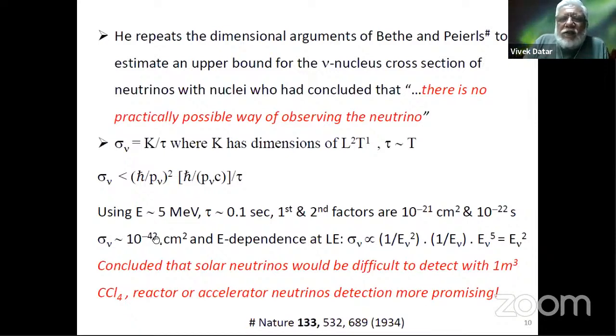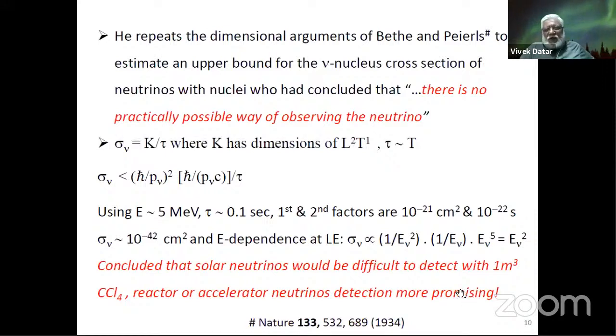At low energies, this factor goes like 1 by E_ν squared, 1 by E_ν, and then the tau goes like inverse of E_ν to the 5, because it's a three-body decay. And then you get an E_ν squared dependence. So Pontecorvo concluded that if you take the solar neutrino flux, it would be very difficult to detect these solar neutrinos with a 1 meter cube detector of CCl4. So he concluded that maybe a reactor or an accelerator environment would be better for detecting neutrinos.